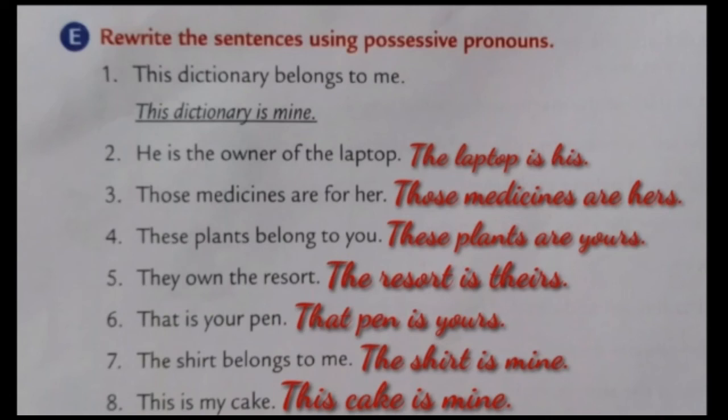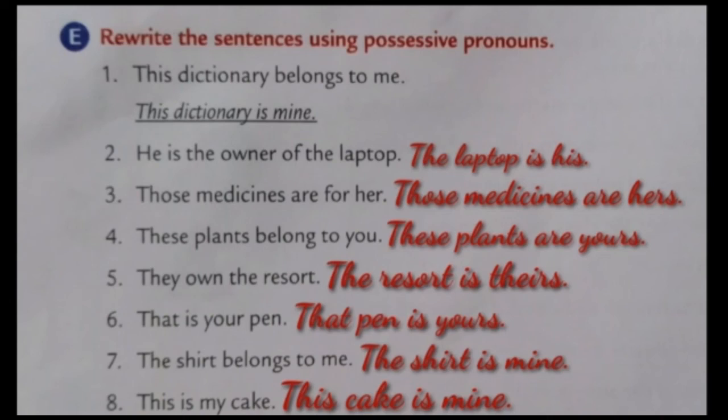Fourth one, these plants belong to you. The answer is these plants are yours. Here, possessive pronoun is yours. Fifth one, they own the resort. Answer is the resort is theirs. Here, possessive pronoun is theirs.